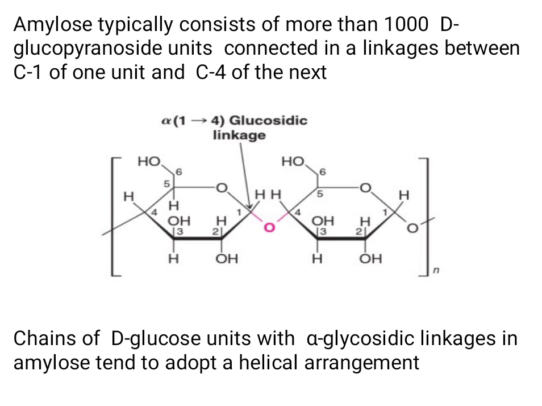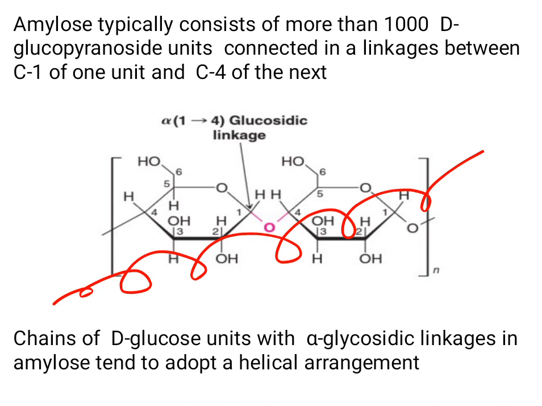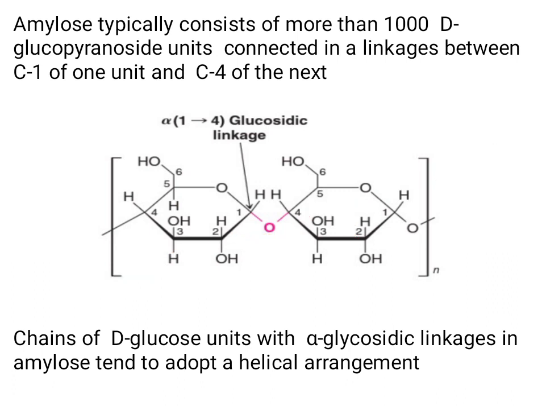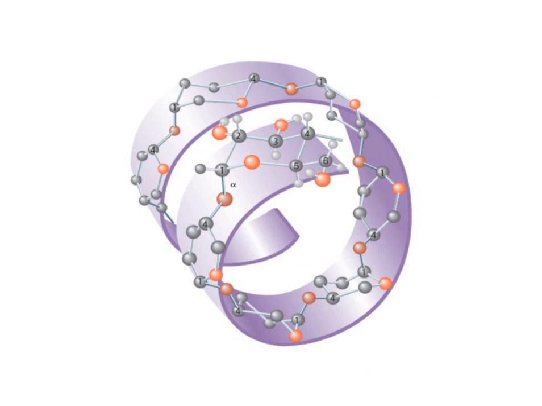Amylose typically consists of more than 1000 D-glucopyranoside units connected in α linkages between C1 of one unit and C4 of the next. So this is the C1 and this is the C4. So this is the 1,4 connection. So alpha 1,4 glucosidic linkage. Chains of D-glucose units with alpha glycosidic linkages in amylose tend to adopt a helical arrangement. So this becomes a large chain. So this actually adopts a helical arrangement, and this is the helical arrangement of the glucose units in starch.